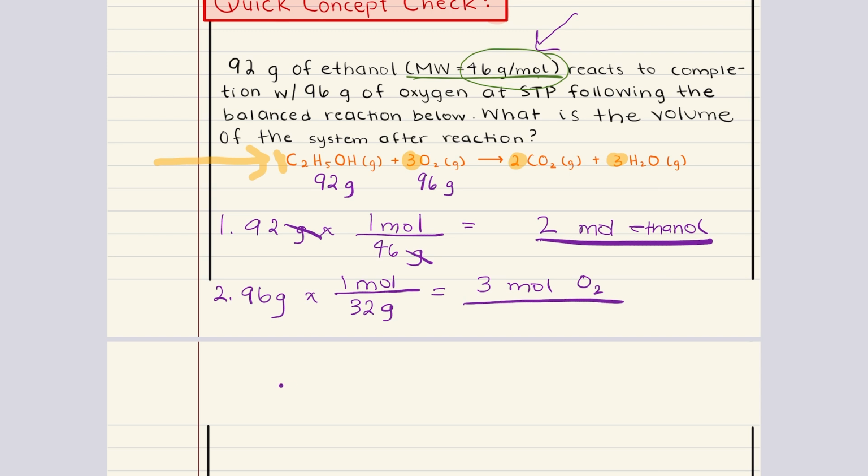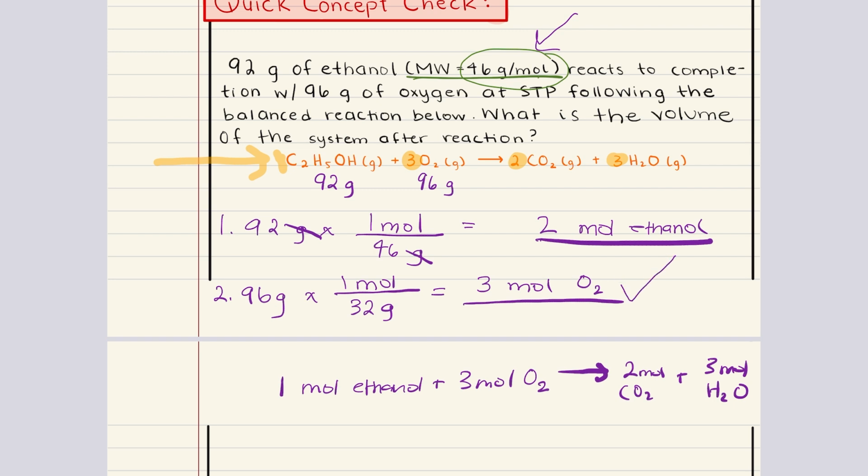So with just 1 mole of ethanol, we're going to need 3 moles of oxygen gas so that the reaction can produce 2 moles of carbon dioxide and 3 moles of water. Now, from this, we've already used up all the oxygen gas we have. We are left with 1 mole of ethanol. This means that oxygen gas is the limiting reactant and ethanol is the excess reactant.